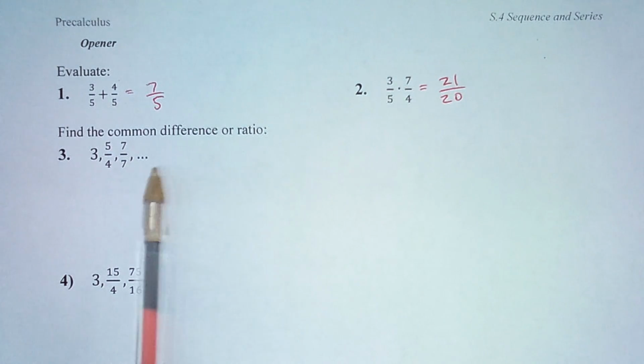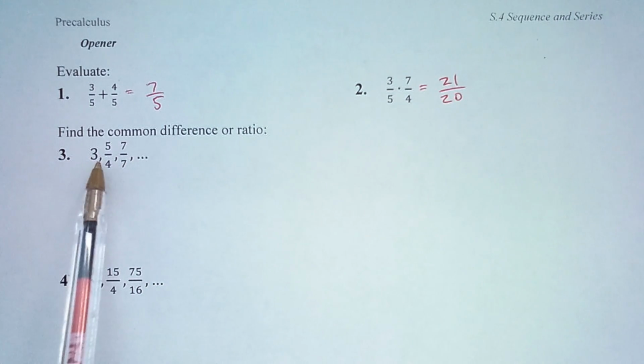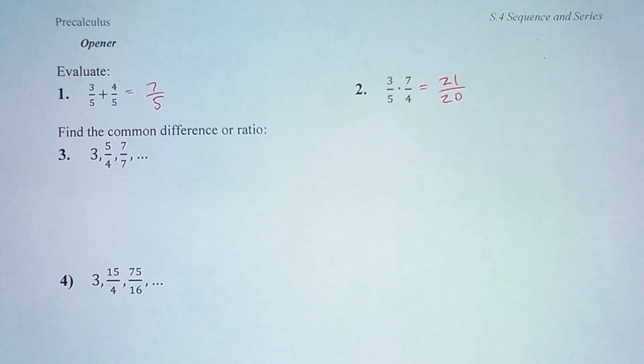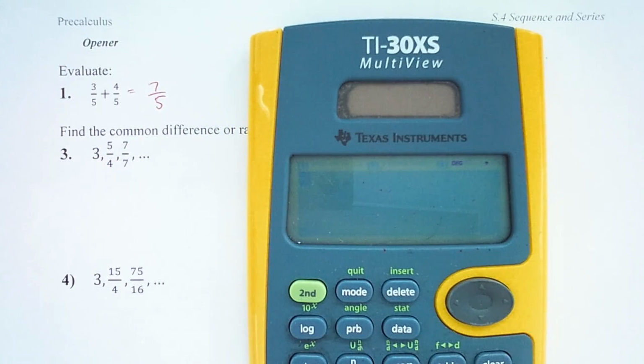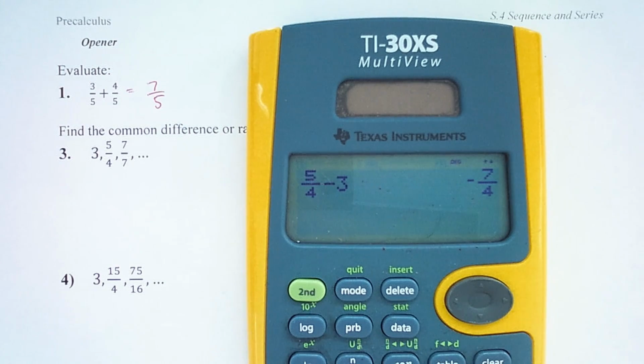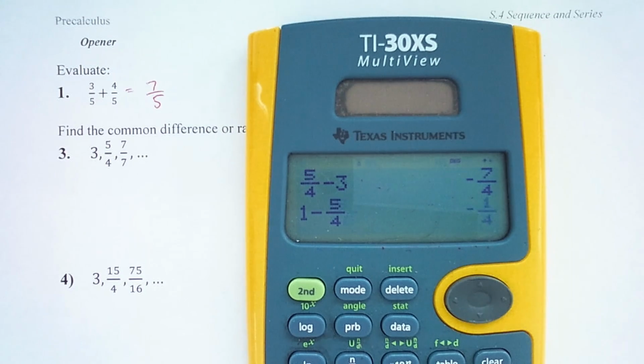Now that can make a difference when we are finding a common difference or a common ratio. So here I have a sequence 3, 5/4, 7/7, and I want to know if I've got a common difference or a common ratio. If there's a common difference, then it's arithmetic, and term 2 minus term 1 would be the same as term 3 minus term 2. So let's test that. We have 5/4 minus 3. And then we have 7/7, which is 1, minus 5/4. Those are not the same, so we do not have a common difference.